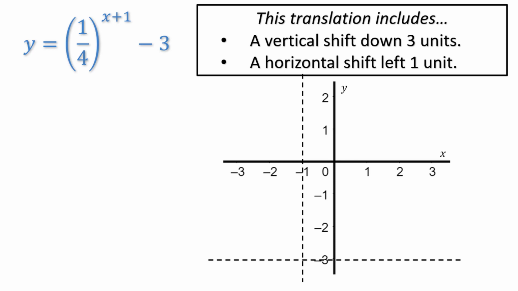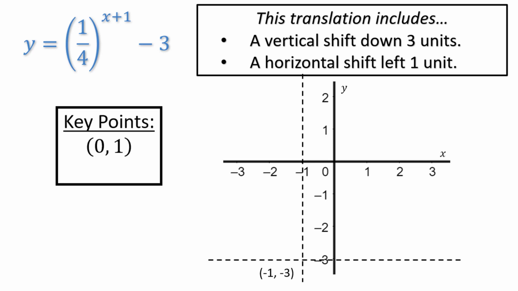We have a new starting place, or like I like to say, a pretend origin at the point -1, -3. We normally have the point 0, 1 on our graph. Due to the vertical and horizontal shifts, we will not literally have the point 0, 1 on the graph, but we will have the point 0, 1 with respect to our new pretend origin, which is at the point -1, -3. So we will move up 1 unit from our pretend origin to find the point -1, -2, which will be on our new graph.